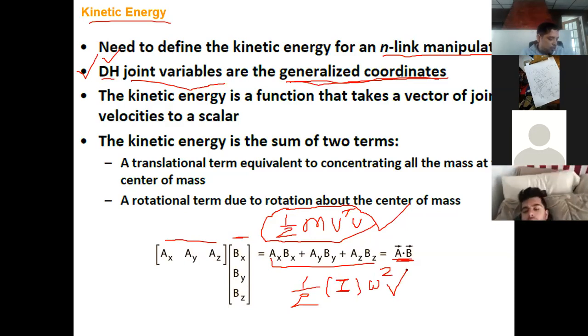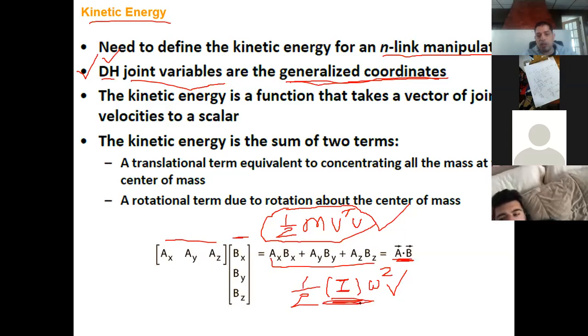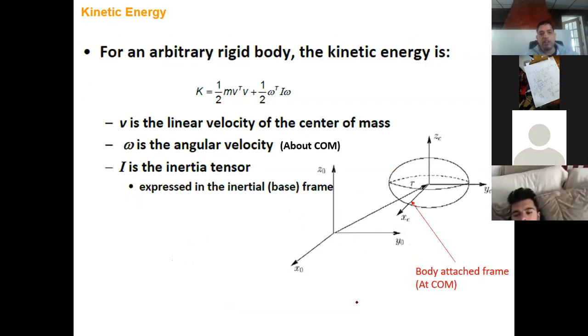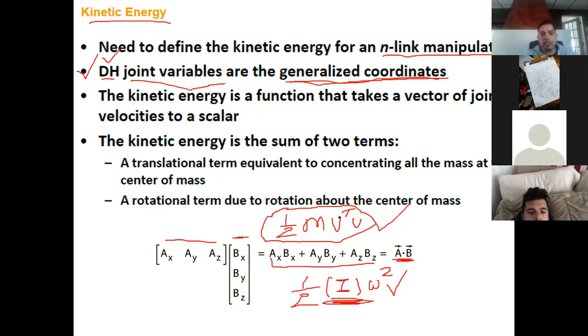But in our case, we might get any object, right? Not only a regular object, it could be any general object. So that's why we write this differently. We have these two terms, but this one will be a little different, as you can see in the next slide. So this is my rotational term. The translation term is whatever we saw in the previous slide: 1/2 m v transpose v.